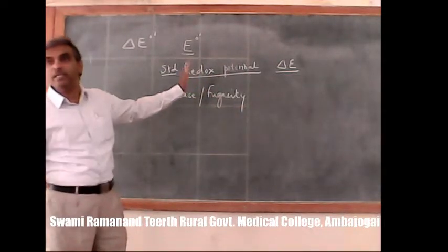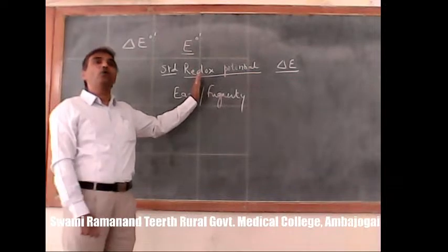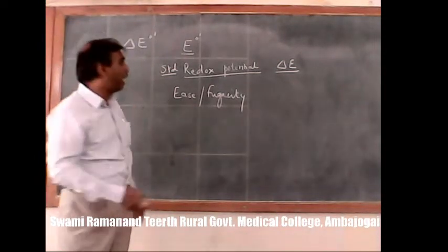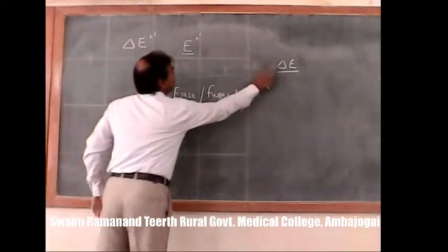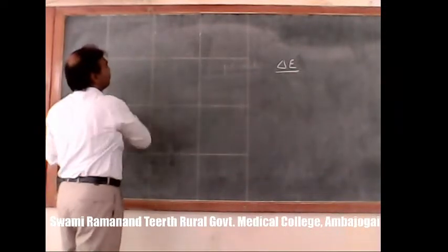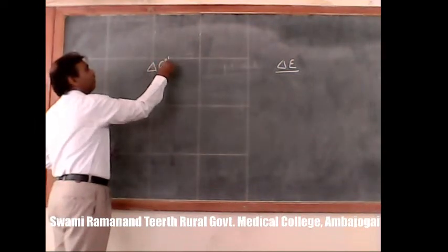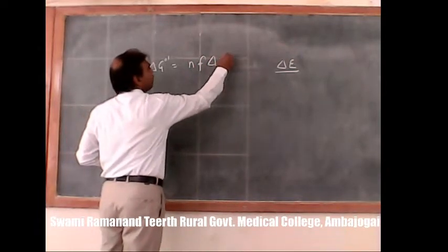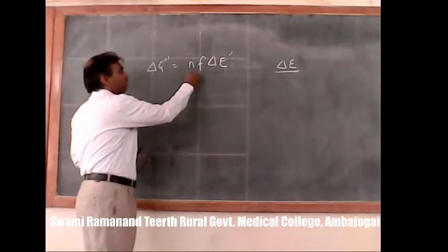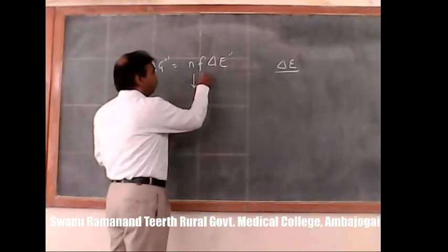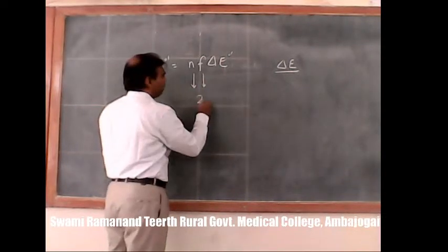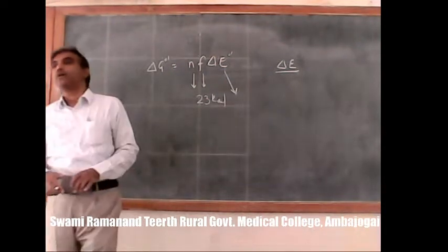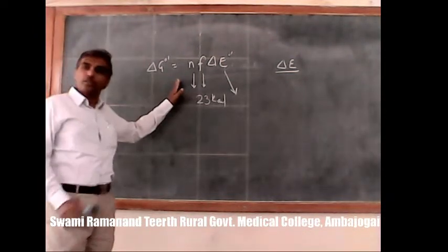Now why should we know this? Because we want to know how much energy is liberated while transferring the electron from the donor to the acceptor, and it is given by one formula, which says that the energy liberated can be given by nF delta E. n is the number of electrons, F is Faraday's constant, around 23 kilocalories per volt, and delta E is the difference of redox potential. Remember this.